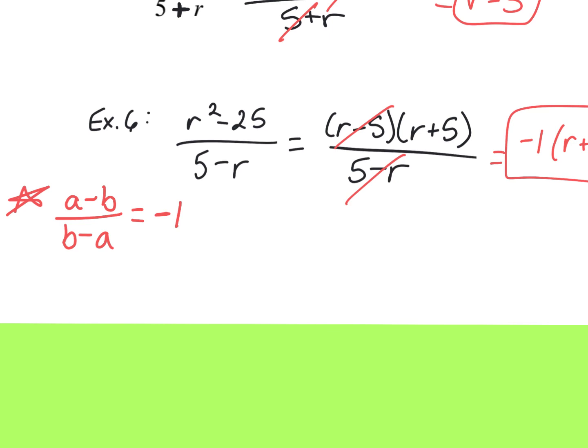Okay. So, here's why this works. You can pick any two numbers or any two variables. So pick two numbers, random ones. 7 and 8. So a is going to be 7 and b is going to be 8. If I do 7 minus 8 over 8 minus 7, what is 7 minus 8? Negative 1. What's 8 minus 7? 1. What's negative 1 divided by 1? Negative 1. It doesn't matter what you pick.